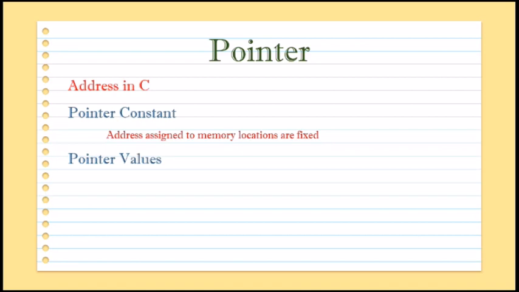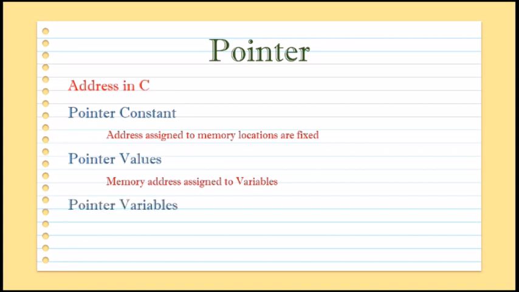Second one is pointer values. When the variables are declared, memory is allocated for those variables during compilation time. These addresses assigned to variables by the compiler are called pointer values.